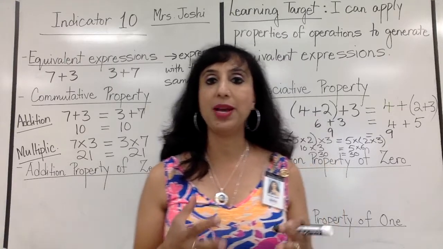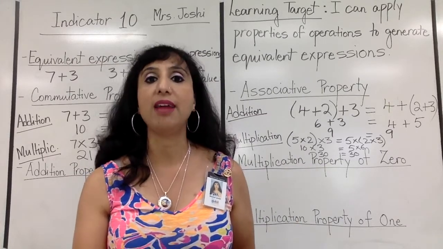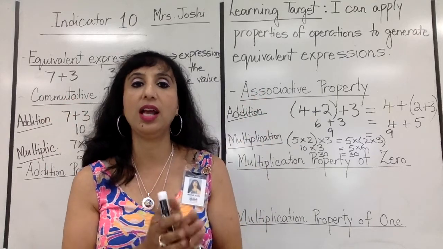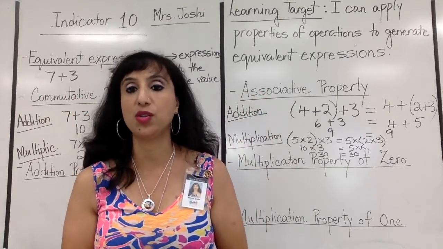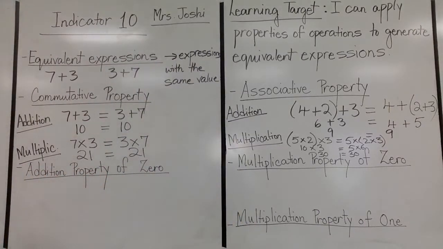Associative, please remember, is based on grouping, because we associate with people, and in that we are grouping. So if that makes sense, it will help you remember. Okay, so that's the associative property of addition or multiplication. All right, then let's look at the next one.